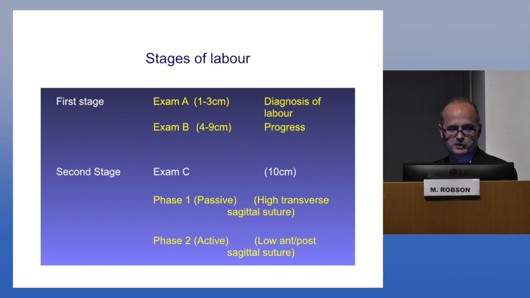Now, a little bit more about labor, and to really simplify it, and again, this will probably blow your mind in terms of trying to understand what I'm saying. I would put to you that there are only two examinations that are important in the first stage of labor. There's an examination of 1 to 3 centimeters, which is the diagnosis of labor, and there's an examination of 4 to 9 centimeters. These are the two decision points of dystocia in the first stage of labor. And I think anything in between, we get so tied up about 2 centimeters to 3 centimeters or 3 centimeters to 4 centimeters.